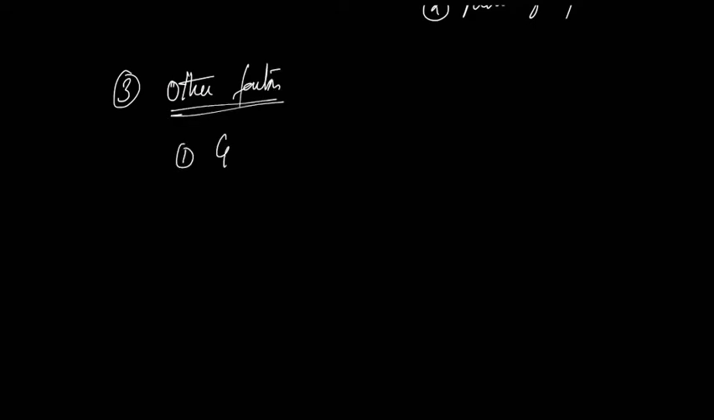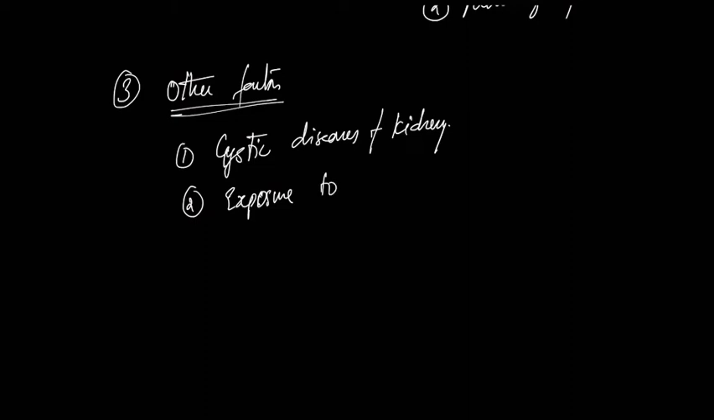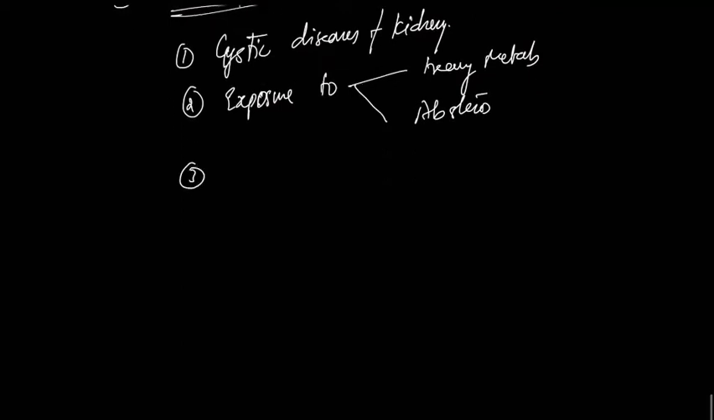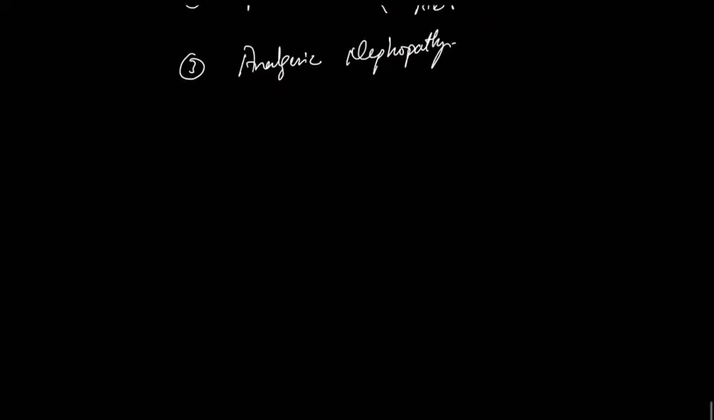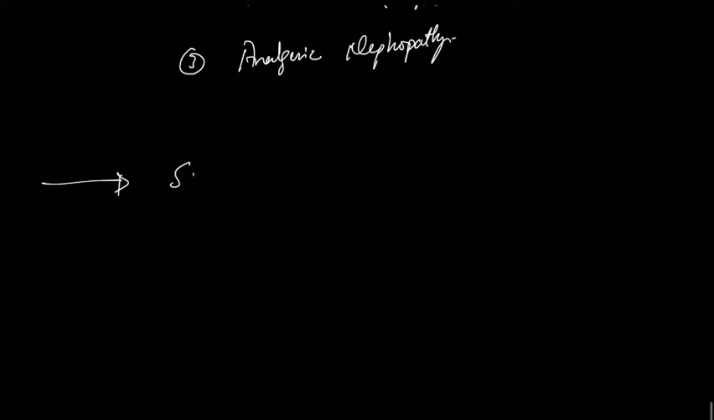All right, the first is your cystic diseases of kidney. Yes, the second is exposure to heavy metals or asbestos. All right, and thirdly, analgesic nephropathy. Yes, so now that we're done with the etiology, let's jump to the subtypes of your RCC.